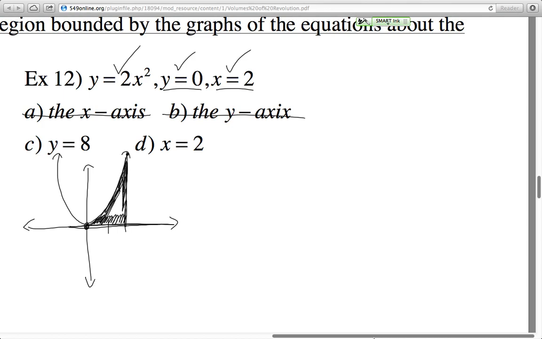Shade it in. Now, part C. What do they want you to revolve it around? They want us to revolve it around this, and then the next one, we'll revolve it around x equals 2. So we're going to revolve around y equals 8 first. Well, y equals 8 is way up here.